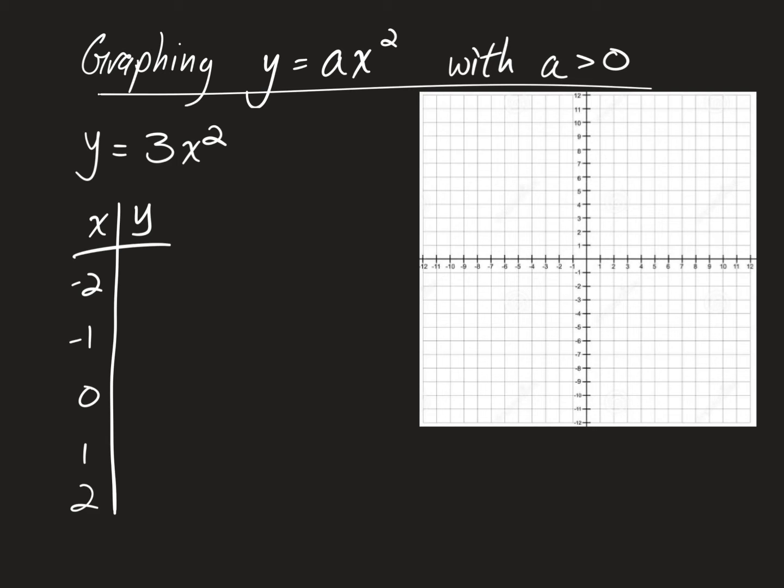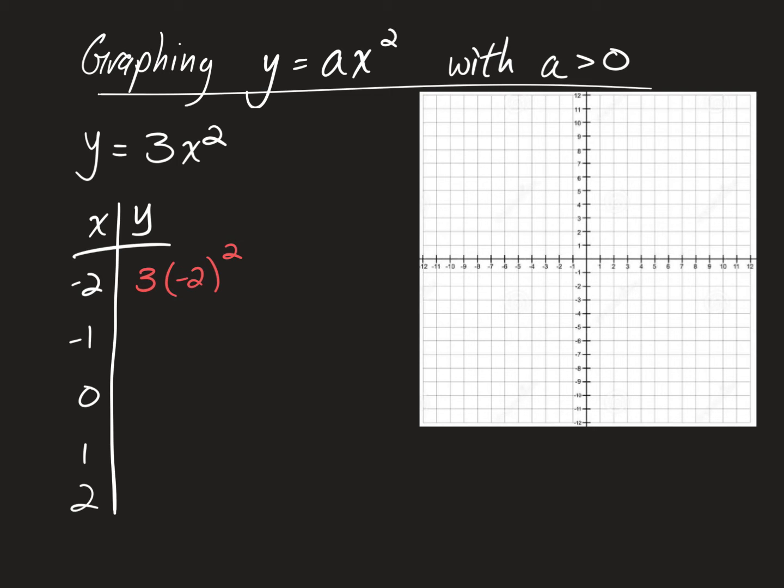On this slide, we want to graph something a little bit different. It looks pretty similar to the one on the previous slide, y equals x squared. It's just that this x squared is being multiplied by 3. So here's what we can do. We can show a little work. I'm going to start with the x value of negative 2 in the table, and substitute that in for x, negative 2 squared.